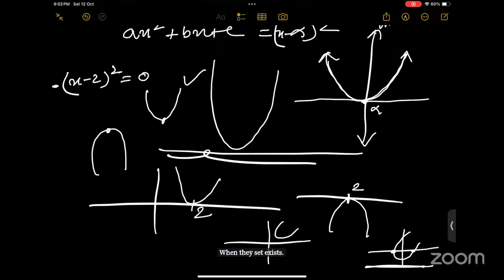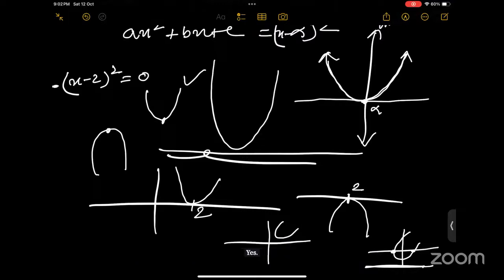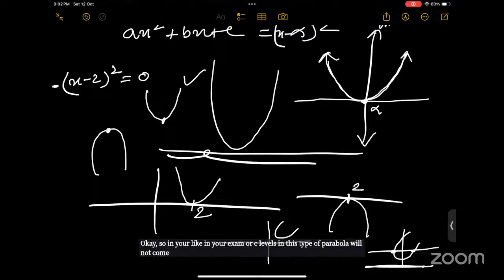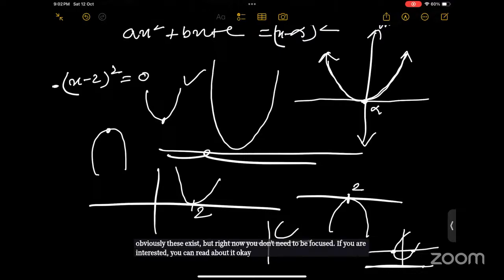Yeah, obviously it exists. But for this type of parabola, there will be another type of equation involving both the y and x coordinates. But here we are using only the x coordinate because we are just talking about a particular type of polynomial of degree 2. Yes, ma'am. In your exam or syllabus, this type of parabola will not come because this is not a part of our syllabus. Obviously, this exists, but right now you don't need to focus on it. If you are interested, you can read about it. Okay.